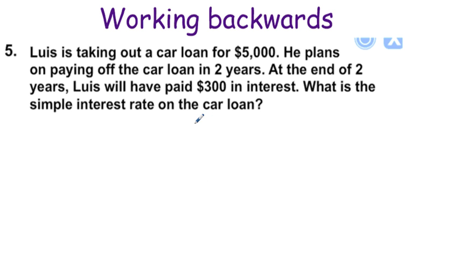Okay, now this is another example where you're going to be working backwards. Lewis is taking out a car loan for $5,000. He plans on paying off the car loan in 2 years. At the end of 2 years, Lewis will have paid $300 in interest. So what is the simple interest rate on the car loan? So here, they're giving you the principal amount. They're giving you the time. They're also giving you the interest, which they don't normally do. So now you have to find a different missing part. You have to find the rate.